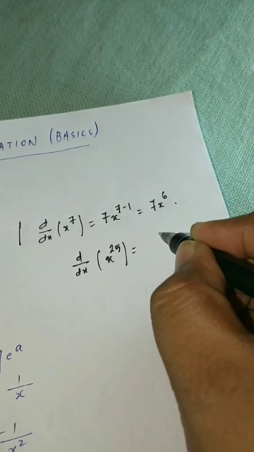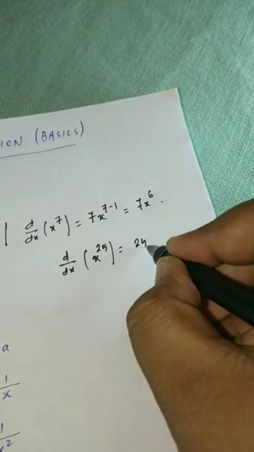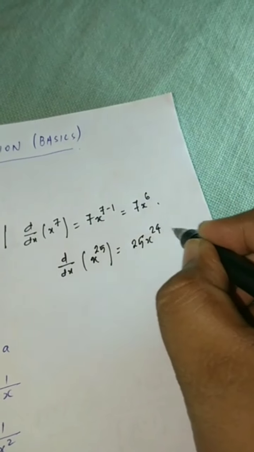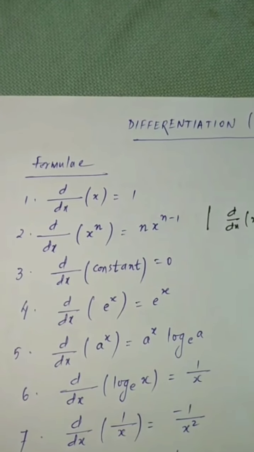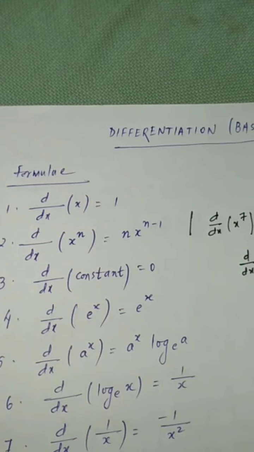So I guess you must have guessed the answer. It will be 25 x to the power 24. As simple as that. Now coming to formula 1. The formula 1 is d/dx of x is 1. We did not memorize this.